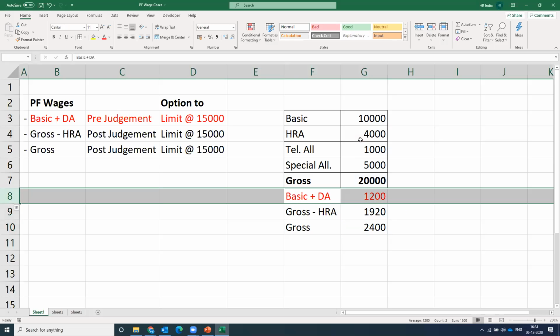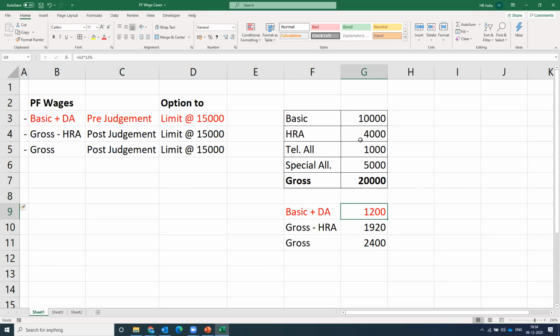So if you notice here, right now we have not applied that limit in our calculation. What was the reason that the Supreme Court gave this judgment, that we should consider all those other allowances also for the PF contribution? Now, take one more case and let me reduce the basic salary of this person. Let's make it 6,800 only. Now see the difference. When we were calculating PF according to pre-judgment, that was basic and DA, the PF contribution amount is 816. Post judgment, that amount increased to a minimum of 1498. Even if we follow this gross minus HRA criteria, or if we calculate on entire gross salary, the contribution will be 1824. So this is the impact.